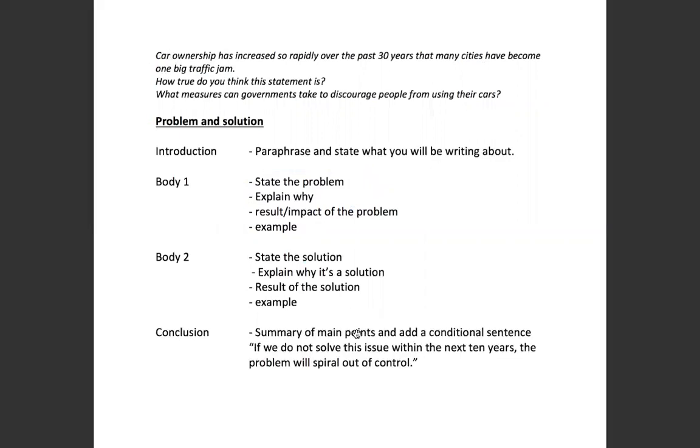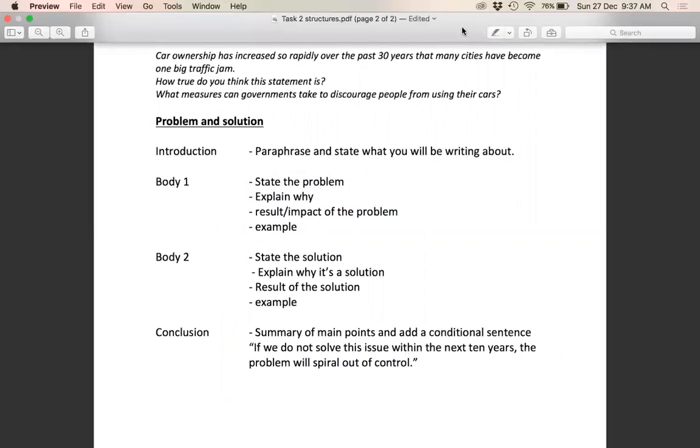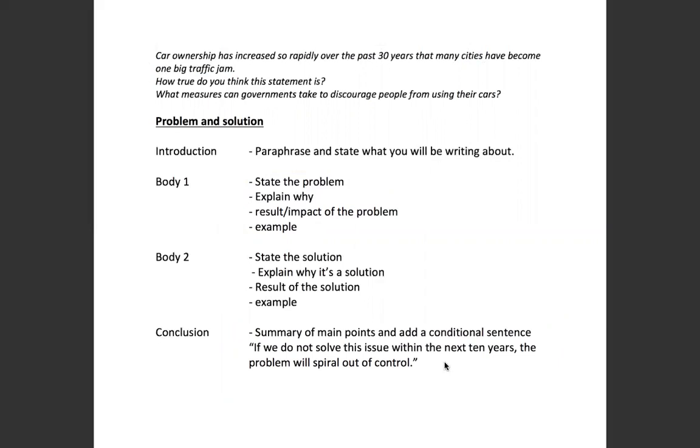And then the conclusion, we do a similar thing. We summarize the main points. Okay. And with a question like this, we can use a conditional sentence. So here's a conditional. We use the word if for a conditional. If we do not solve this issue, meaning traffic jams, within the next 10 years, the problem will spiral out of control. Right, so conditional here, we've used if with the present tense and the future tense.